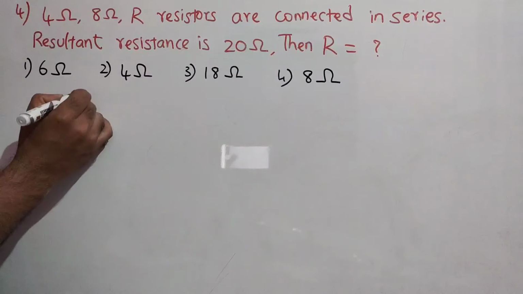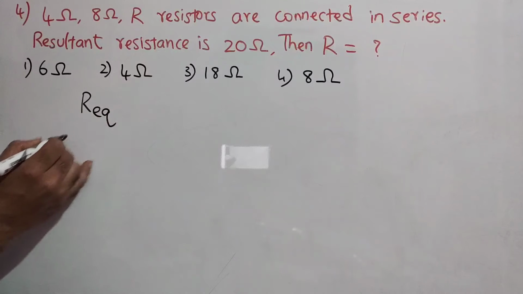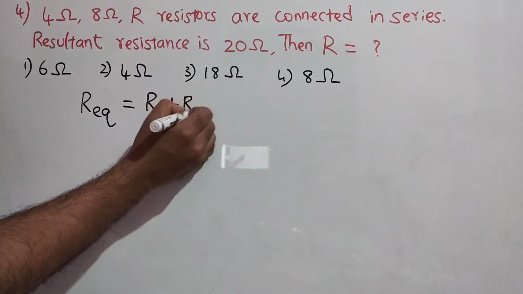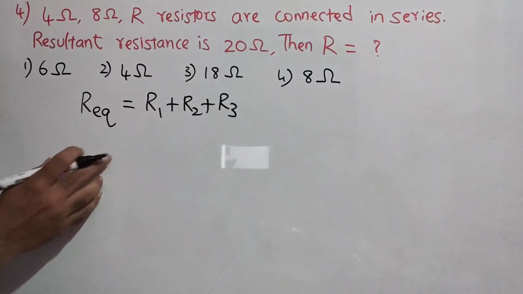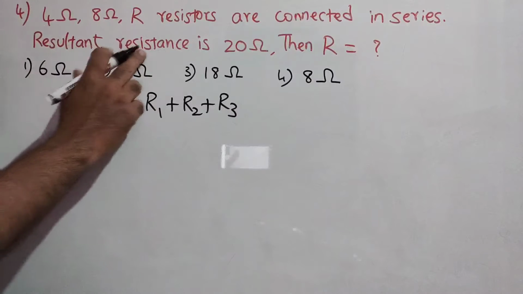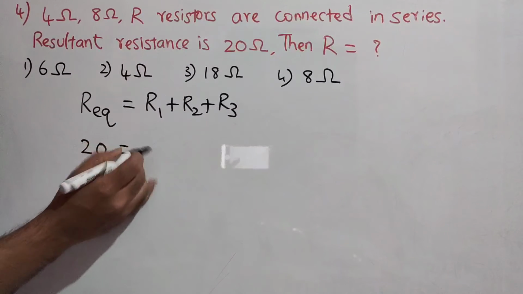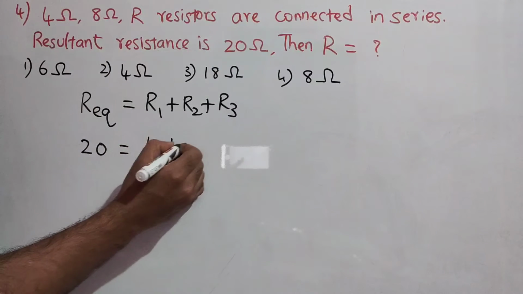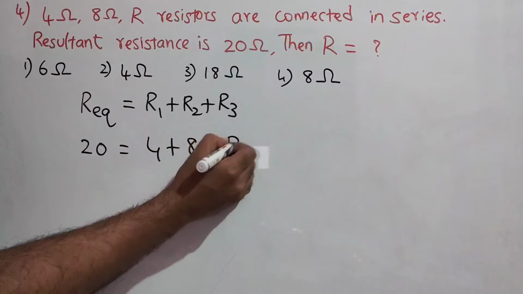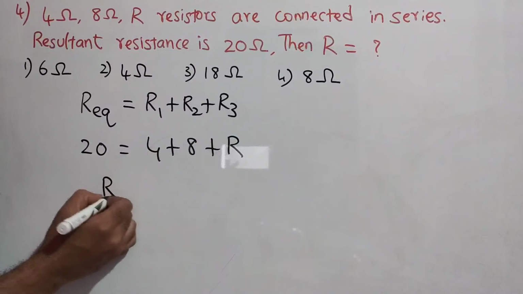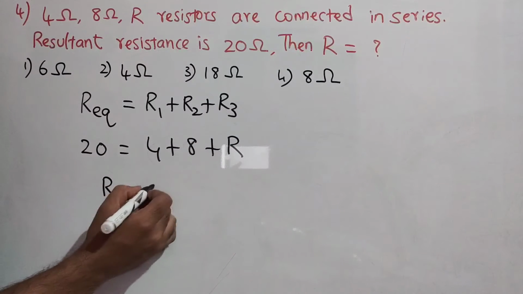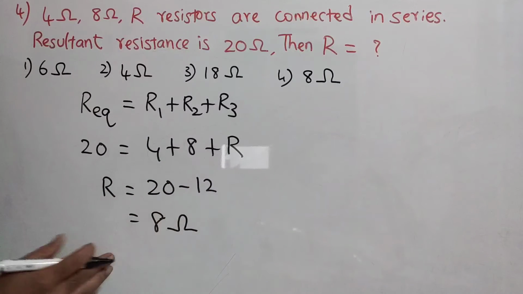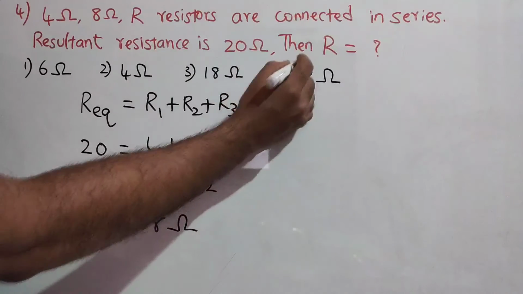See, when the resistances are connected in series, the equivalent resistance is given by the formula R1 plus R2 plus R3. In the problem it is given that the resultant resistance is 20 ohms, and the remaining resistances connected in series are 4 ohms and 8 ohms, and let R3 be R. If you simplify this equation, we get R as 20 minus 12, that is equal to 8 ohms. So the answer for this question is 8 ohms.